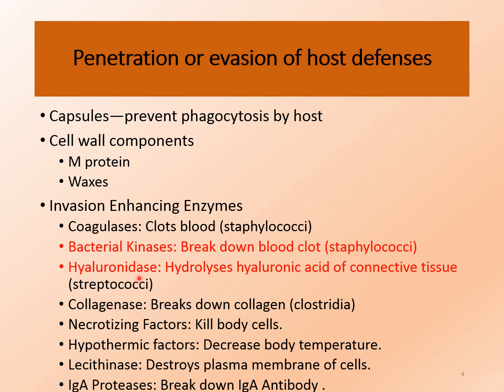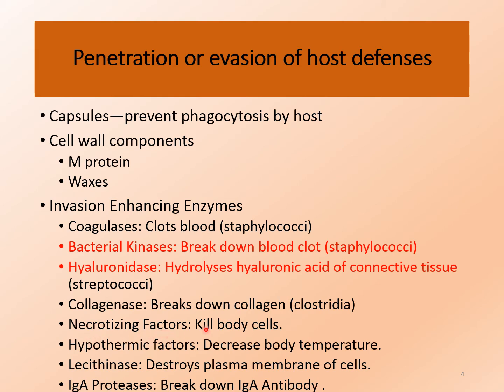Hyaluronidase breaks down hyaluronic acid, which holds cells together in connective tissue. These are made by Streptococci and gangrene-causing Clostridia. Collagenases break down collagen, which forms the connective tissue of muscle, skin, and organs. These are produced by several Clostridia.